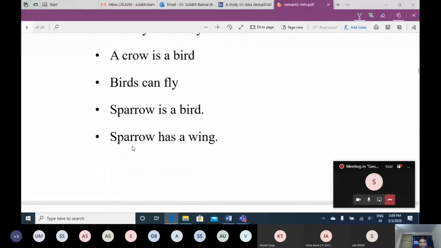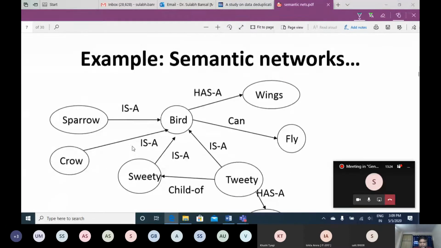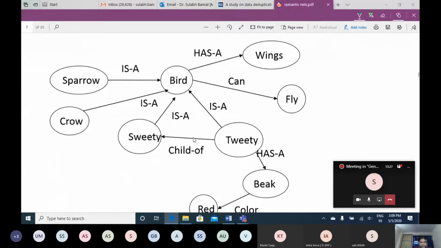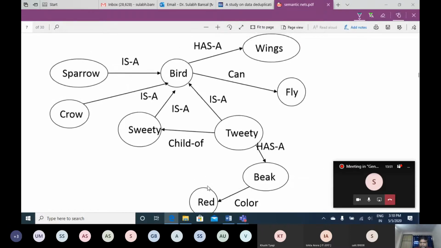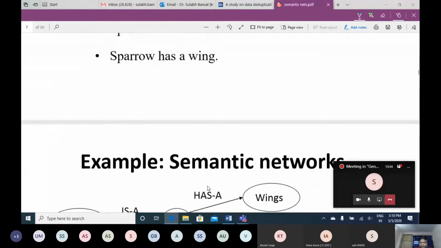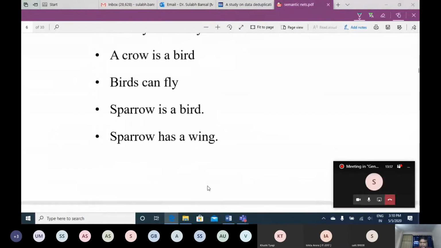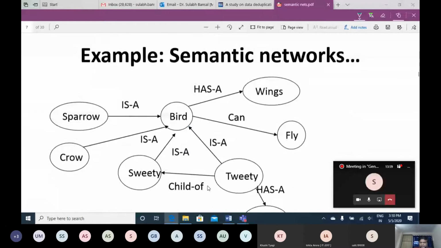Tweety and Sweetie are birds. Sweetie is a bird, Tweety is a bird, Tweety is a child of Sweetie. So the relation is shown like this: child of. Tweety has a beak. Then the beak has a property color, and the value of that is red. So red is another node. That's how we keep on adding the knowledge in the structure and increasing the network.